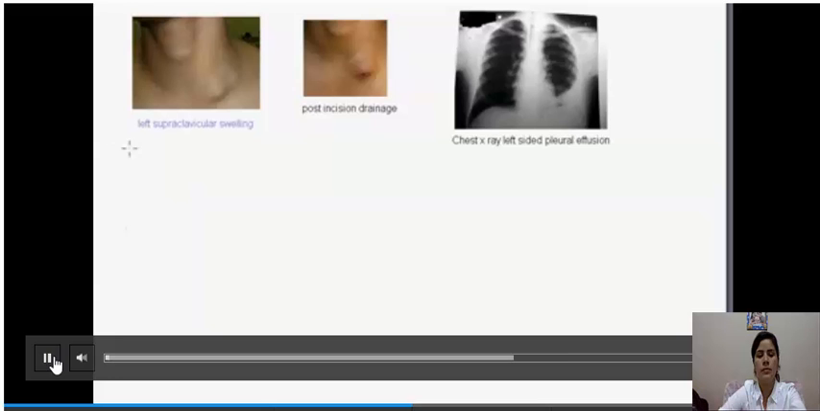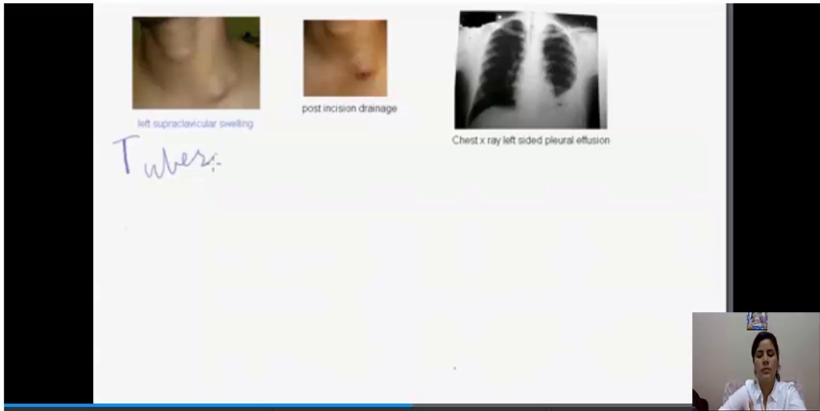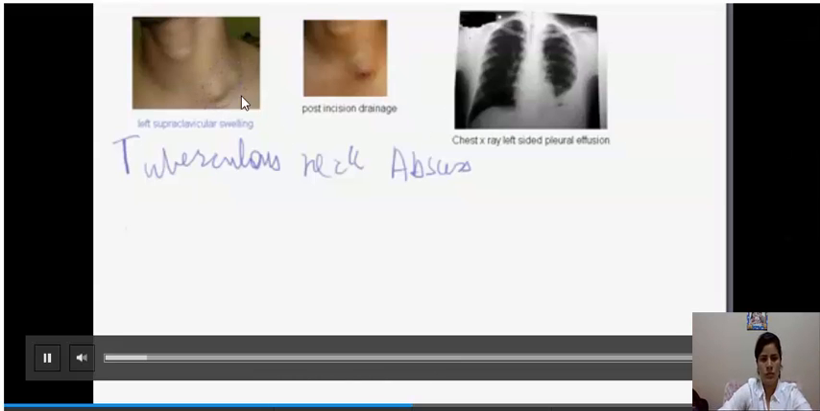This is a case of tuberculous neck abscess. The patient is a young male, about 25 years old, who presented with a swelling over the lower part of the neck. This is the swelling, just above the clavicle, in the supraclavicular area.